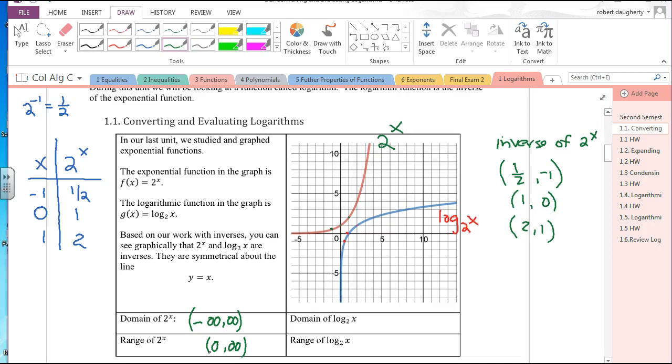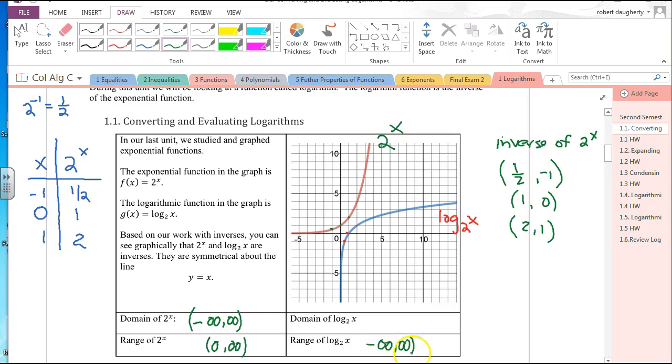The domain, if x and y change roles, the domain of this one is the range of its inverse, right? So it tells me that the range of the log should be negative infinity to infinity. So let's look at this graph. What's the range? The range is the y values, negative infinity to infinity. So the range is negative infinity to infinity.